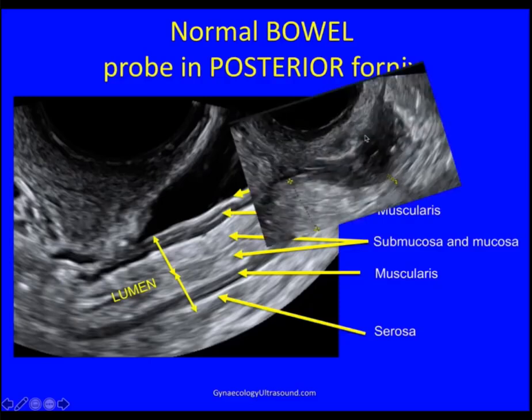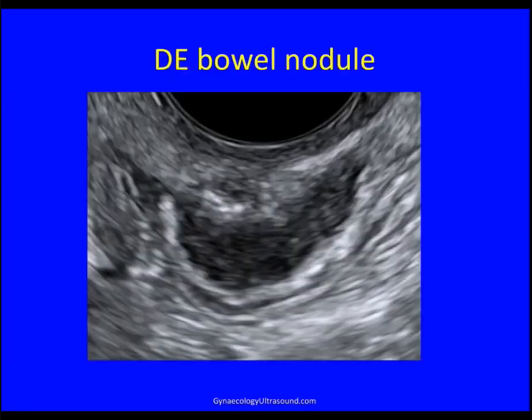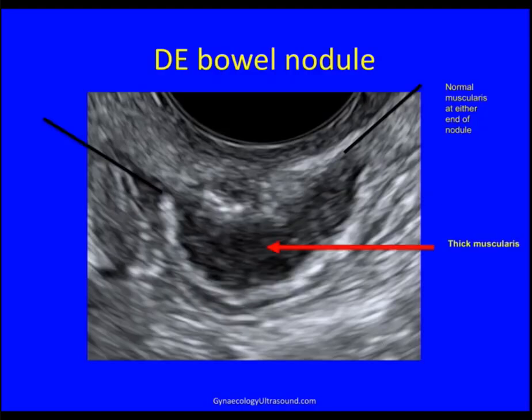And this is what a nodule of deep endometriosis looks like in the muscularis. So you can see normal muscularis there, then you can see it thickening like this, and normal muscularis going out again. So just in a little bit more detail, this is this nodule of deep endometriosis. So we've got some normal muscularis coming in at either end. You can't always show that in the same image, but if you move your probe up and below, you'll see it. And then thick muscularis there.